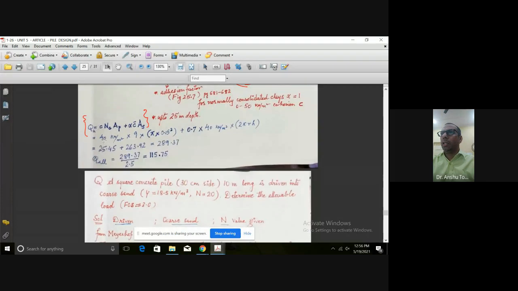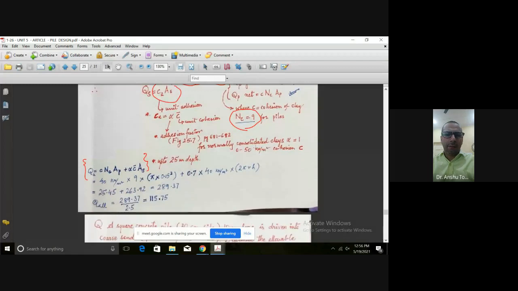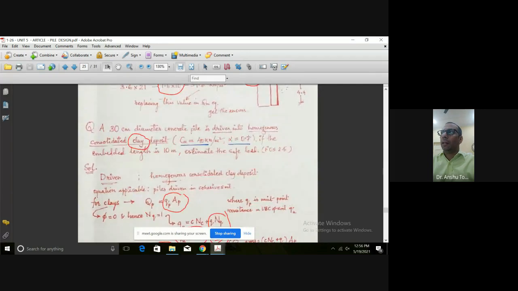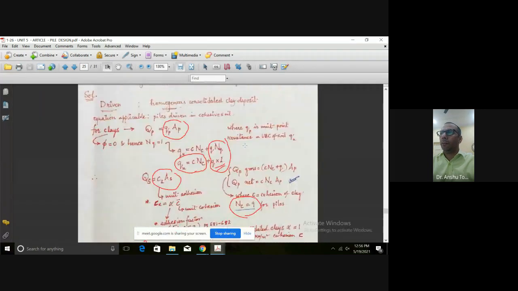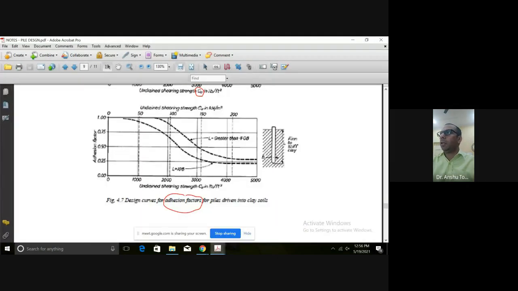So putting in the values: C is given, Nc is 9 for driven piles. Nc is 9 for piles. This is required to be always remembered. Ap, we know, for a circular pile is simply pi r square. Alpha is 0.7, although it is given to us here. Let us check whether it is possible. The value 40 is for firm to stiff clay, in lb per foot square. If it were in kilonewton per meter square, we would need to convert it, and then we have to find out if it is 0.75.